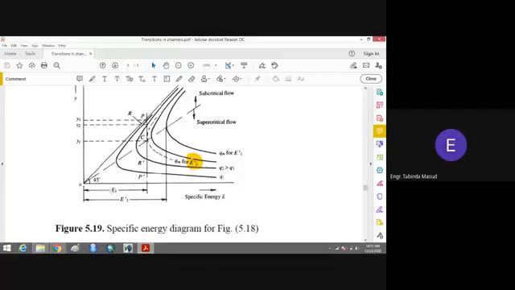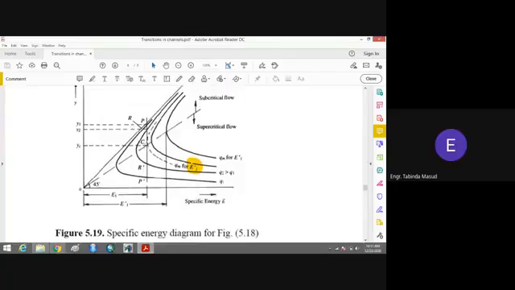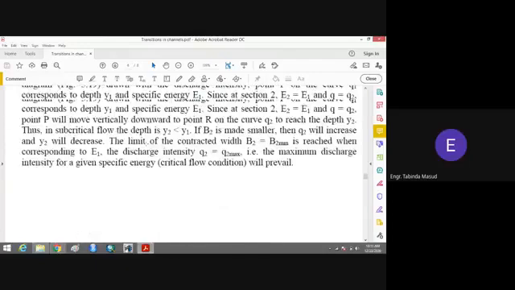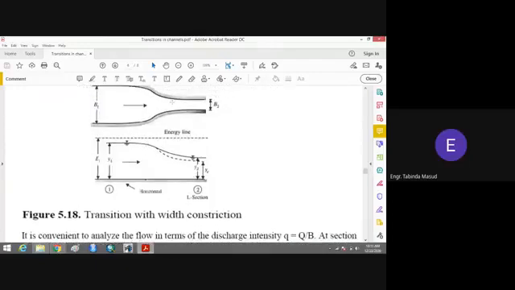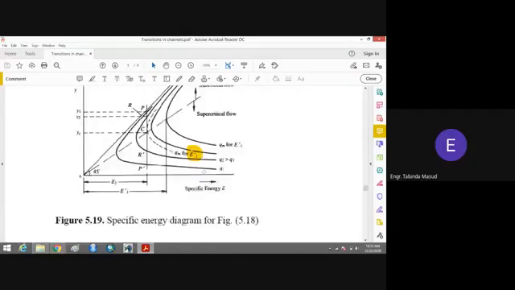And what will happen if you increase the contraction of the channel? When you further reduce the width of the channel, then you will draw another specific energy diagram. Here you can see that with the reduction in the width of the channel, the depth of the flow will get reduced in the contracted section until it reaches the critical depth of the flow. And this is shown by the dotted specific energy diagram.